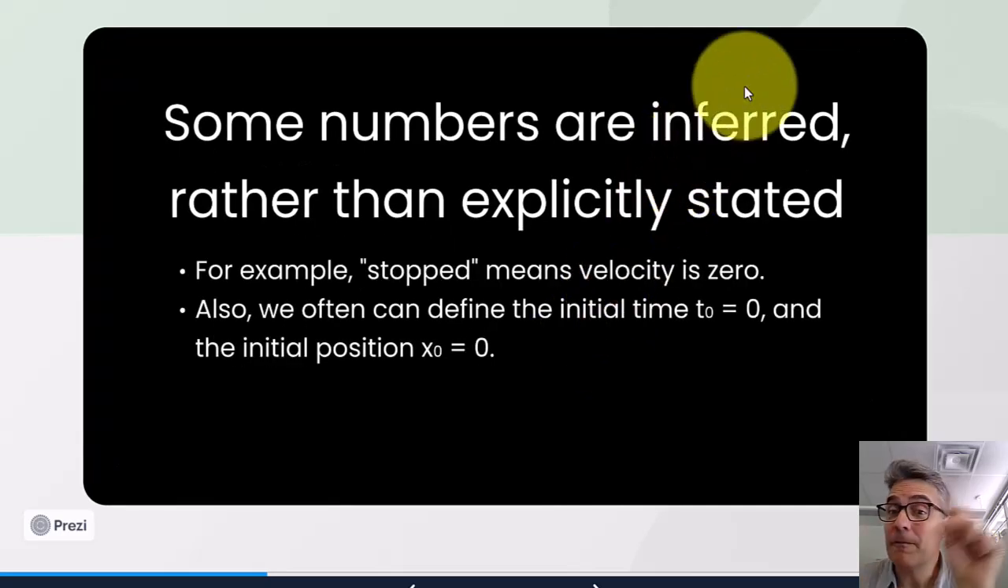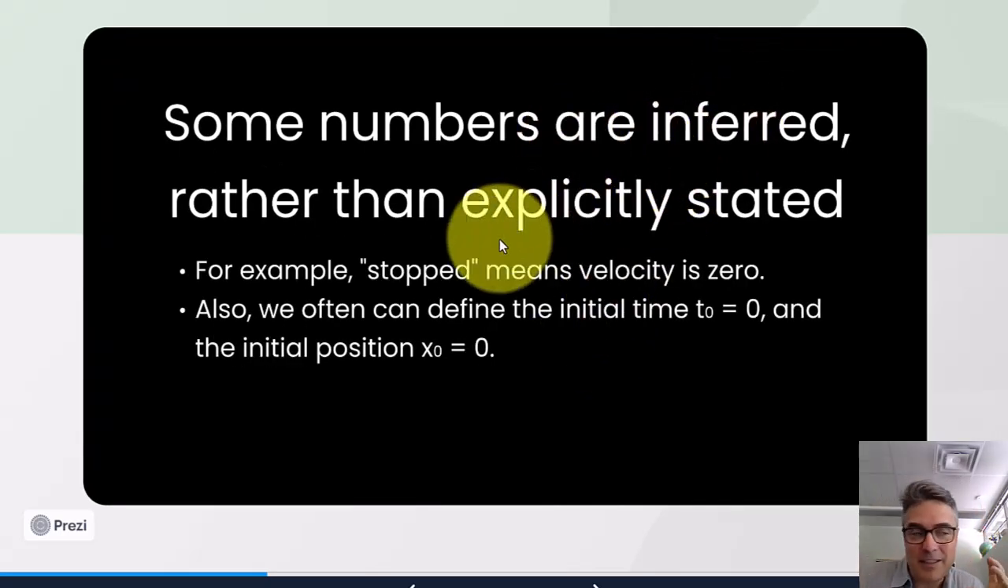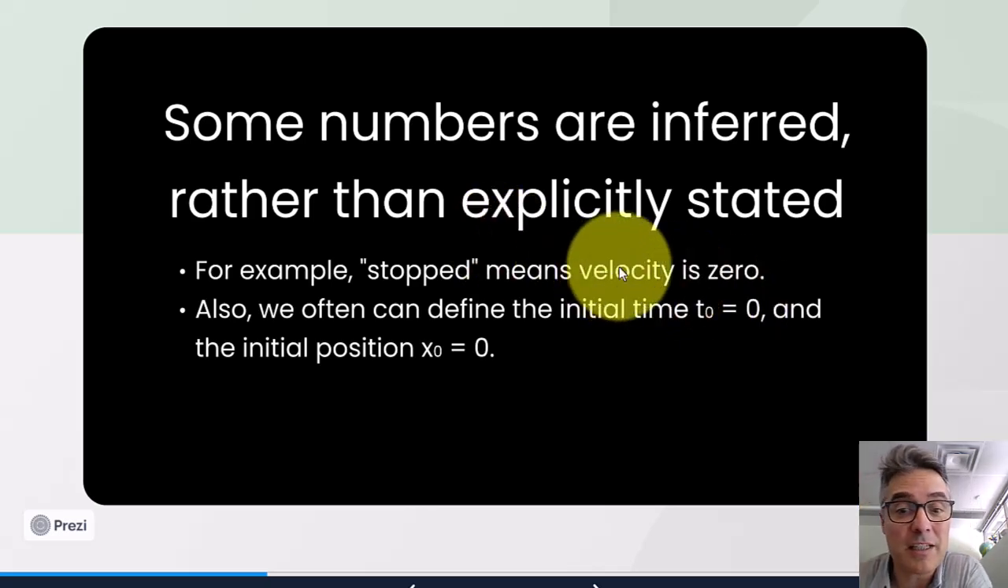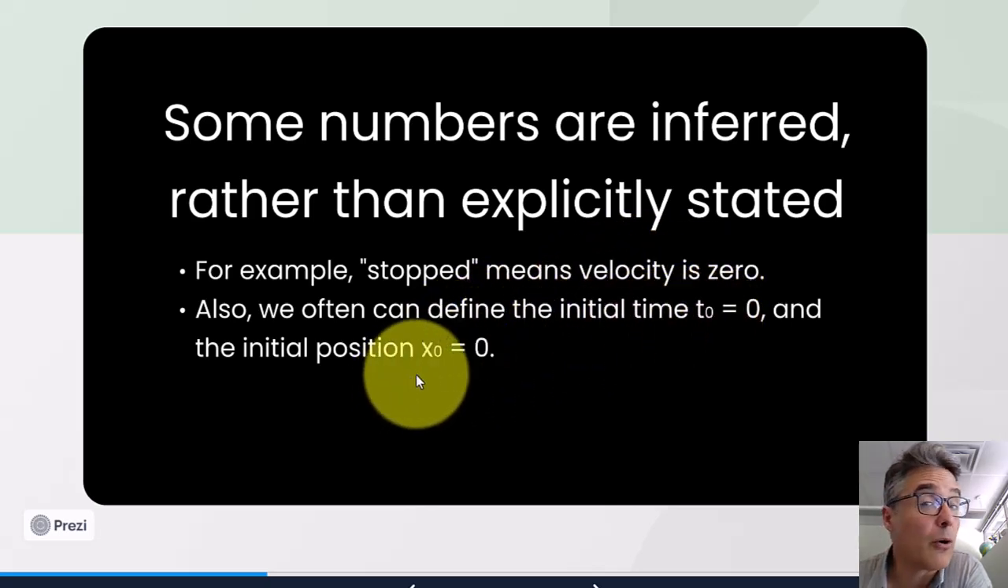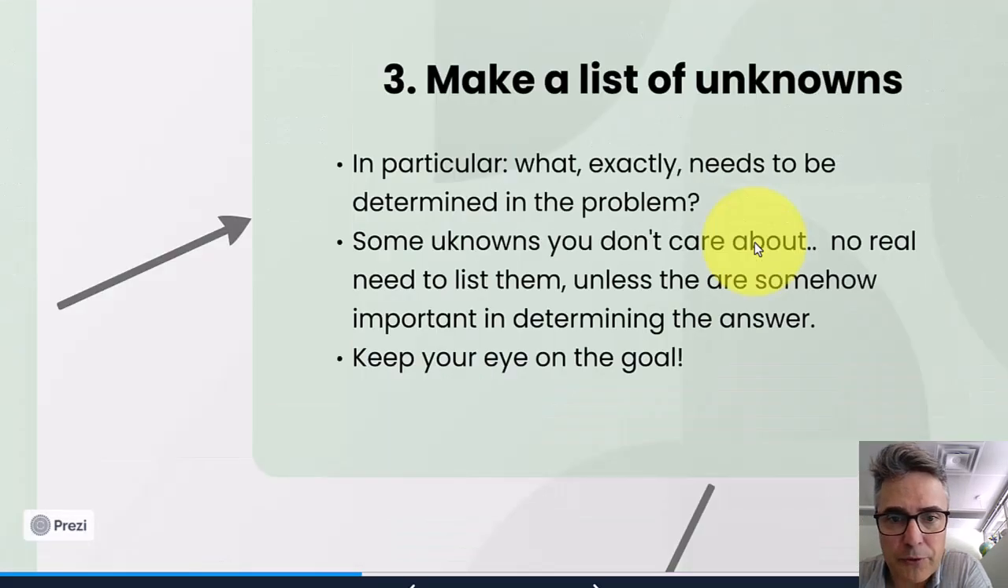Some numbers are inferred rather than explicitly stated. So it might say that something is stopped, or released from rest is another good one. It means that the initial velocity is 0. And sometimes we can define initial time as 0 or initial position as 0. So you can write those down as your knowns.